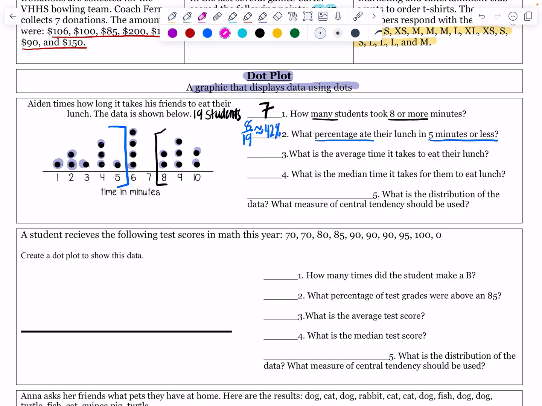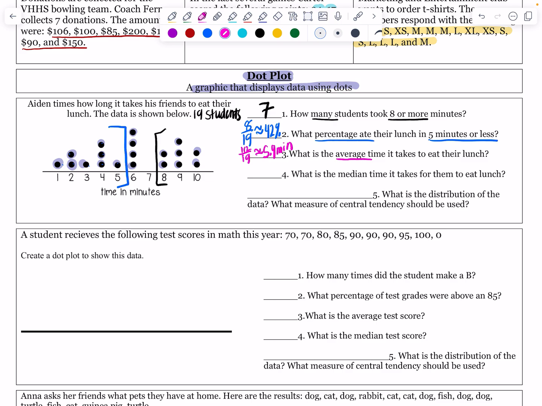Now, what is the average time it took? That's where you have to add them all up and divide by 19. So let's add them all up. 1 minute plus 2 minutes plus 2 minutes. There's only one student that did 3 minutes. Plus 4 plus 4 plus 4. Plus 5 plus 6 plus 6 plus 6 plus 6. And then we got no 7s, so I'm going to skip that one. I'm going to go plus 8 plus 9 plus 9 plus 9. That's why I call it the mean one. Plus 10 plus 10. Whoop! Gives me 112. So it's going to be 112 divided by 19. And I get an average of about 5.9 minutes. 5.9 minutes is my average.